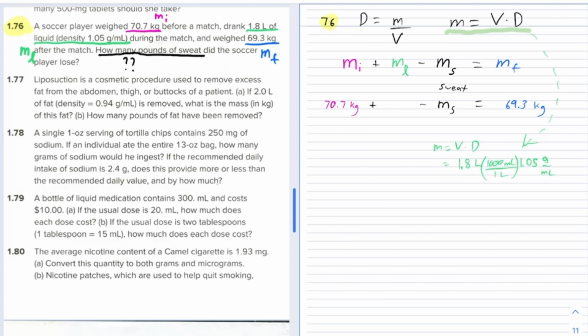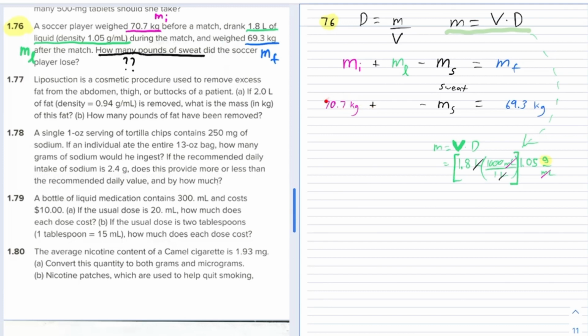Okay, so here, this is the volume, right? That's the volume, and then multiplied by the density, 1.05. Now, you can see the units canceling. Liters cancels liters. Now you have the milliliters canceling the milliliters, and then the mass would be given in units of grams. Okay.